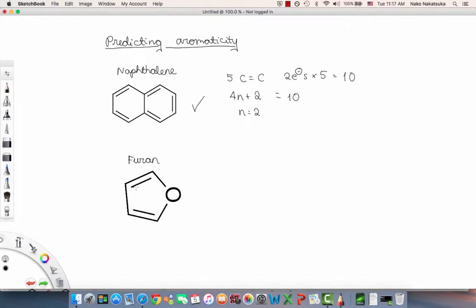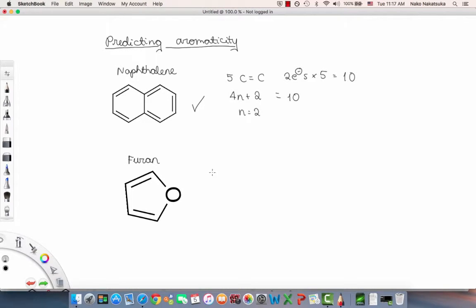So now let's look at furan. So in this case, yes, we have a closed p orbital loop, and this oxygen can actually be in an sp3 configuration where there's no p orbital, or it can be in an sp2 configuration with 1 lone pair in the p orbital and 1 lone pair in the sp2. Is it planar? Yes, it is in the plane of the board.